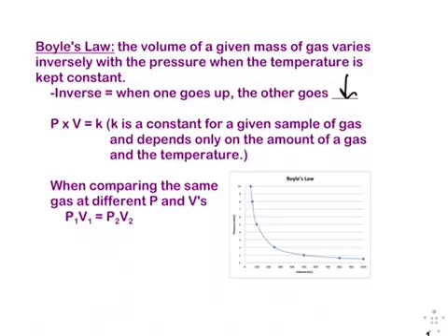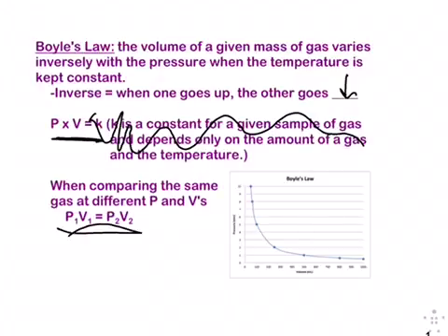His formula is P times V, P for pressure, V for volume, equals K. K is a constant for a given sample of gas and depends only on the amount of gas. We really don't do much with that because we do it in terms of a ratio, such as P1 V1 equals P2 V2. So when comparing the same gas at different pressures and volumes is when this formula comes in handy.